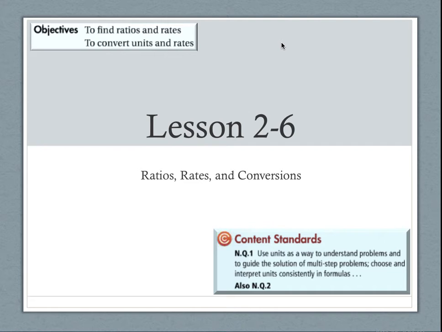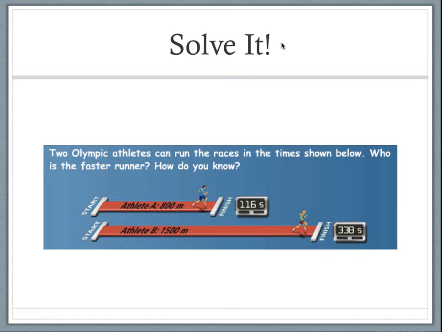Today's lesson is ratio, rates, and conversions. This should be a review, except for the unit analysis might be new to some of you. The first question: 2 Olympic athletes can run the races in the time shown below. Who is the fastest runner? How do you know? You can stop the video, figure it out, and then see if you're right.